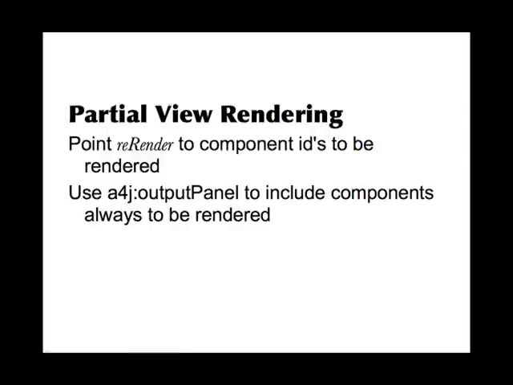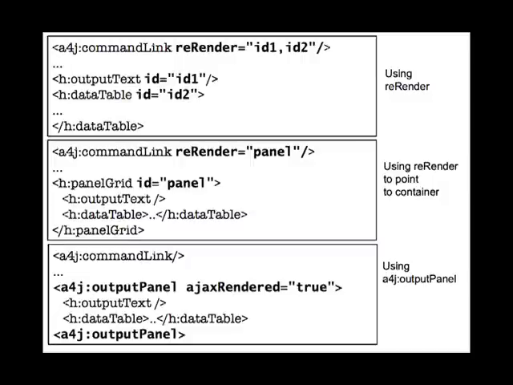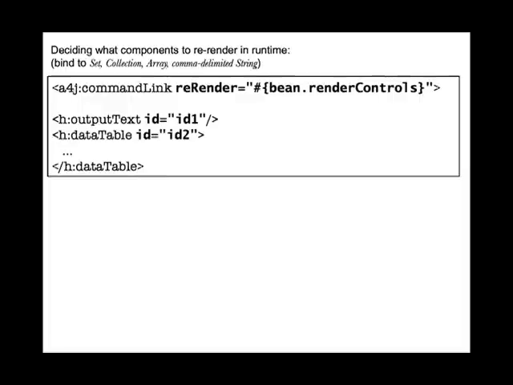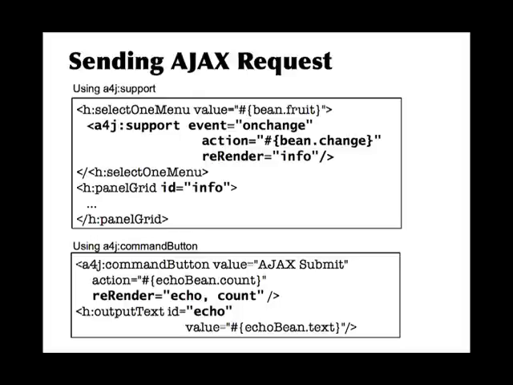Okay. And so all the components that send an AJAX request have a reRender attribute, which simply points to IDs of components to render. Okay, it can be one component, it can be comma separated, it can point to a group of components like a panel, and it can even be an EL expression. So you can decide at runtime which components you would like to render. Right. So in our case, this would be echo. Echo is right here.